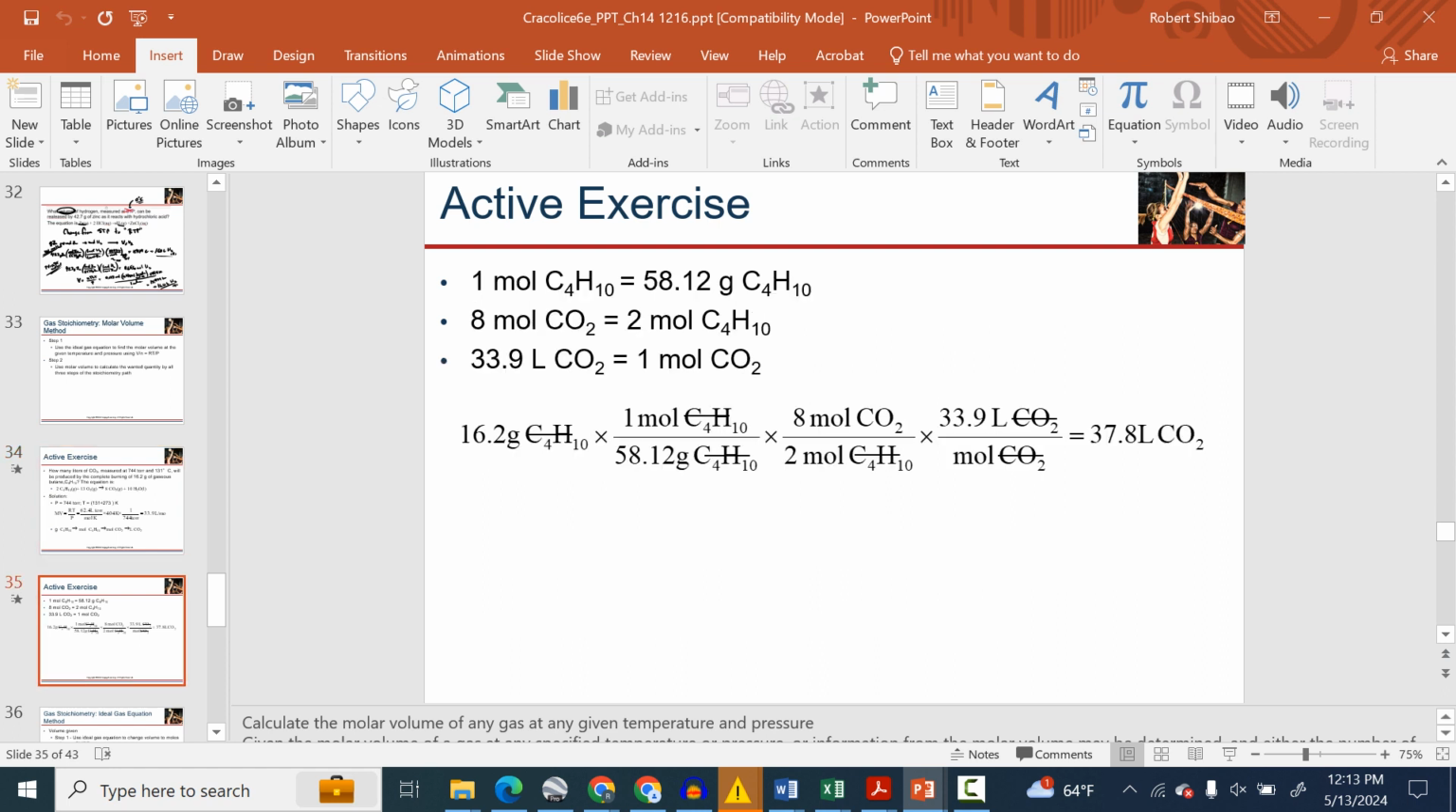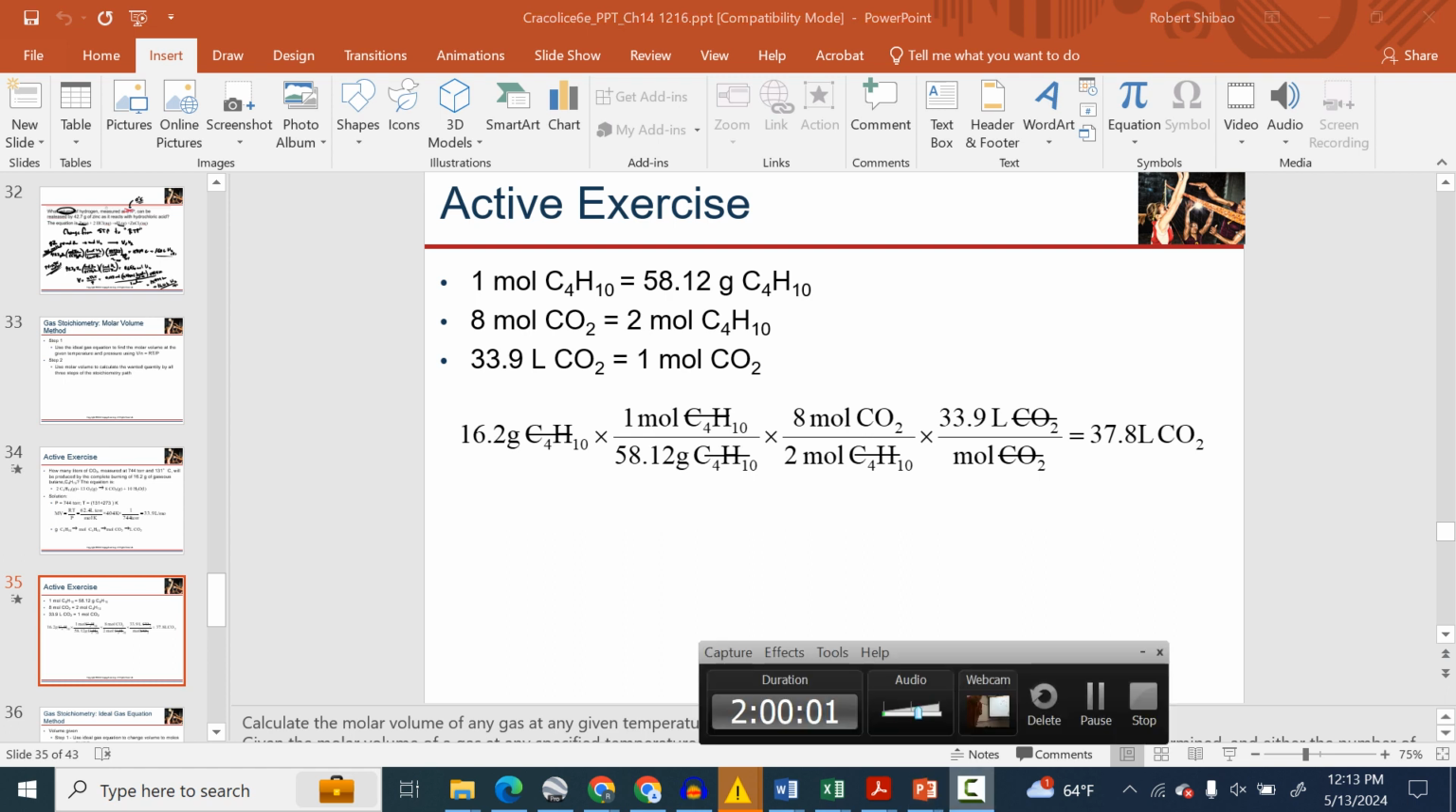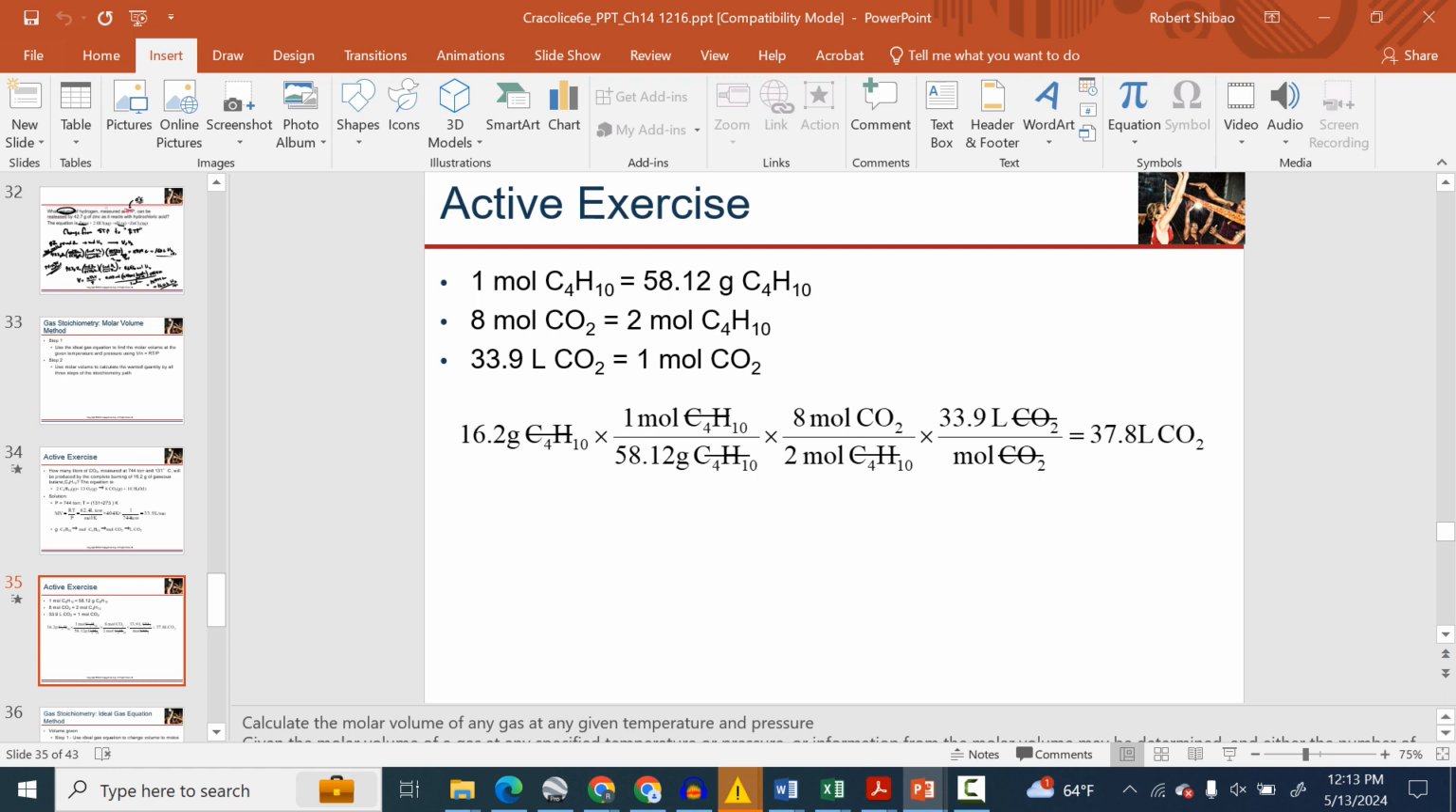And so they do that here. They use the molar volume as a conversion factor. So that's the final step that they did here. So they're left with moles of CO2 converted to liters using the molar volume.